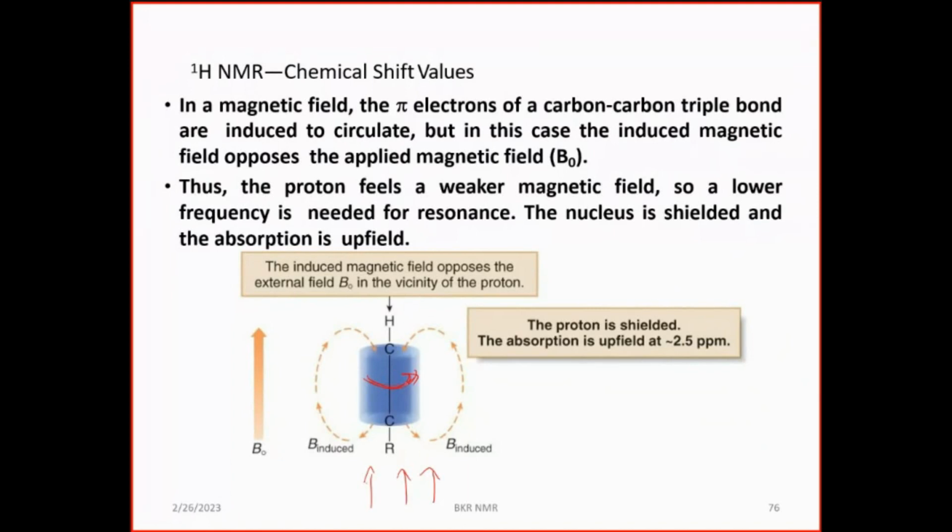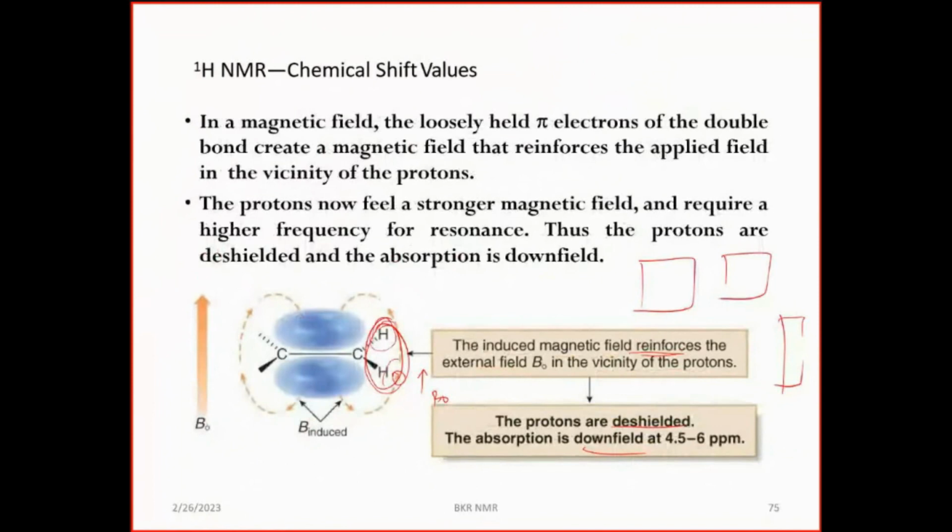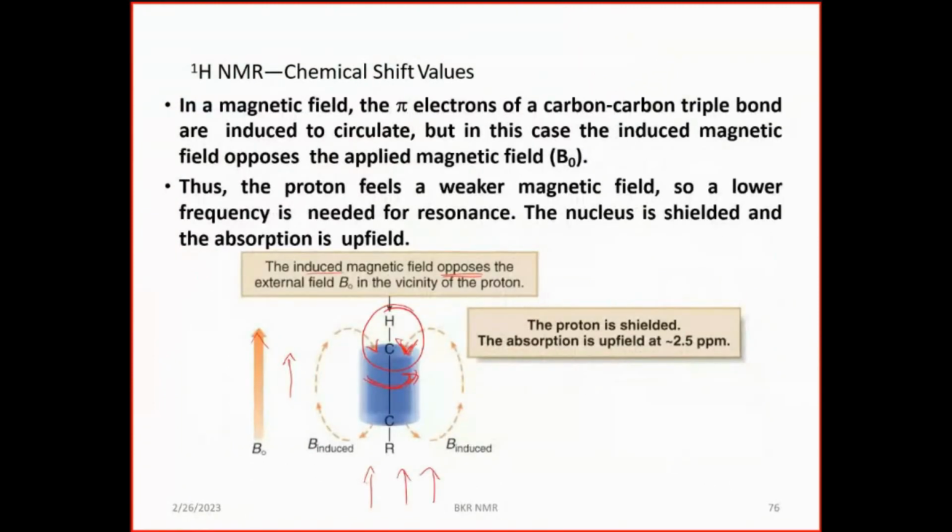Because of this ring current you have a secondary field. You can see here this down arrow. Near the hydrogens, this is down arrow, this is up arrow. So there is opposition. The induced field opposes the external field. The down arrow is opposing the external field's up arrow. In benzene the secondary field aligns, in alkene it aligns, but in alkyne it opposes.